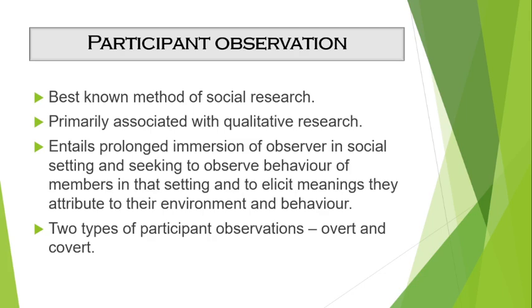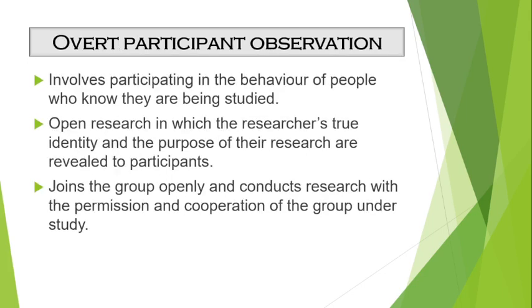Now, overt participant observation involves participating in the behavior of people who know they are being studied, right? Because when it is overt, the researcher is there in front of the person, and the participants know that the researcher is here. Overt research is research in which the researcher's true identity and the purpose of their research are revealed to the participants.